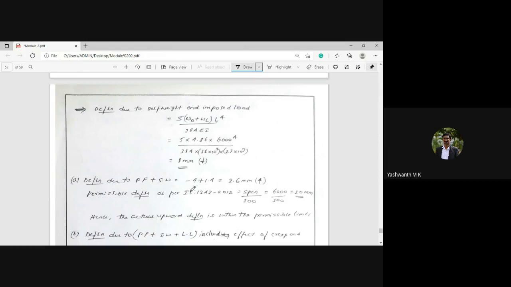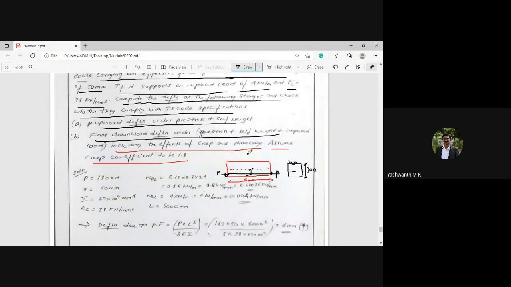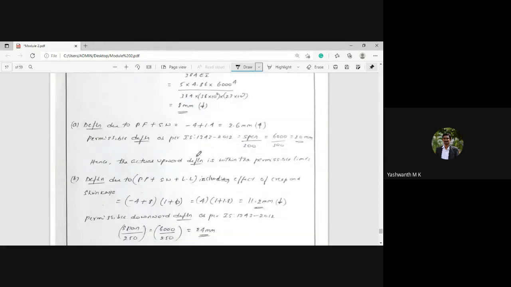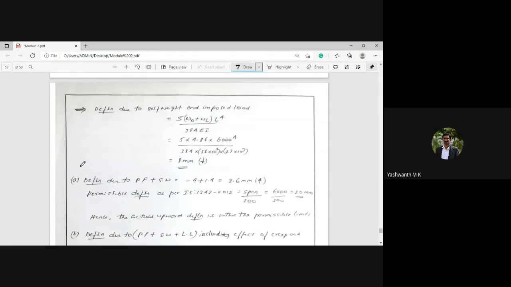As it states, check whether they comply with IS code or not, or whether it is within the permissible limit. Whatever the short-term deflection has been, this is called short-term. Please notice, whatever has been calculated, that is condition A, is called short-term deflection. So please note this point. Short-term deflection for transfer stage: -4 plus 1.4, that is 2.6 millimeter.